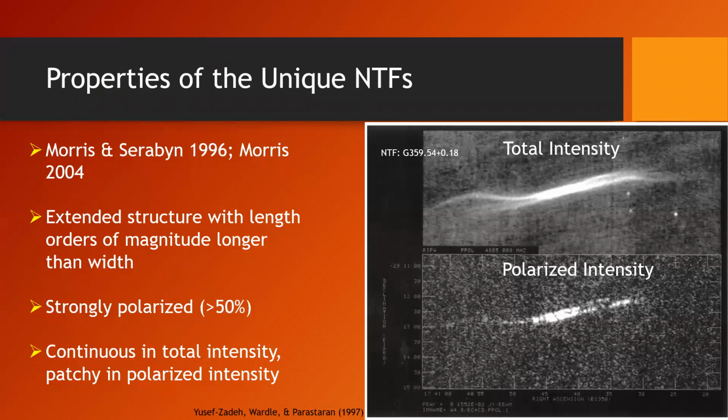So before going into the details of my work on the radio arc, I just want to briefly summarize some of the key properties that have been observed in the NTF population as a whole. So the NTFs are far longer than they are wide, leading to their thread-like appearance. They're highly polarized, with percentage polarizations generally greater than 50%. And while they have continuous total intensity distributions, their polarized intensity tends to be patchy or discontinuous.